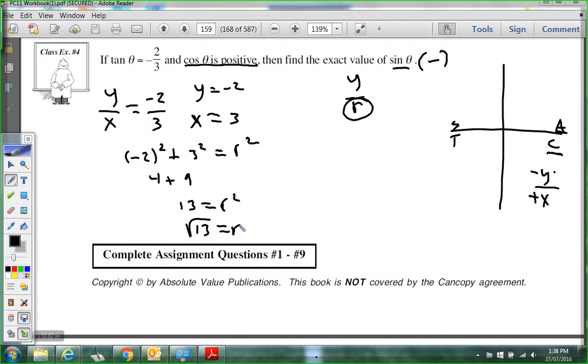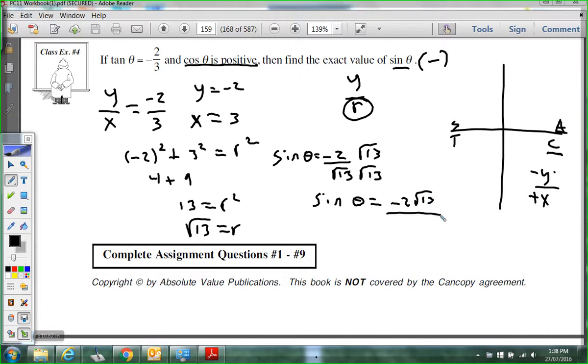Okay, so sine theta in this case is going to be, what is my y again? My y is negative 2. So sine theta is negative 2 over root 13. We'll rationalize one more time. So sine theta for our final answer is negative 2 root 13 over 13. Okay, and that's it for that one. Got just a couple more here.